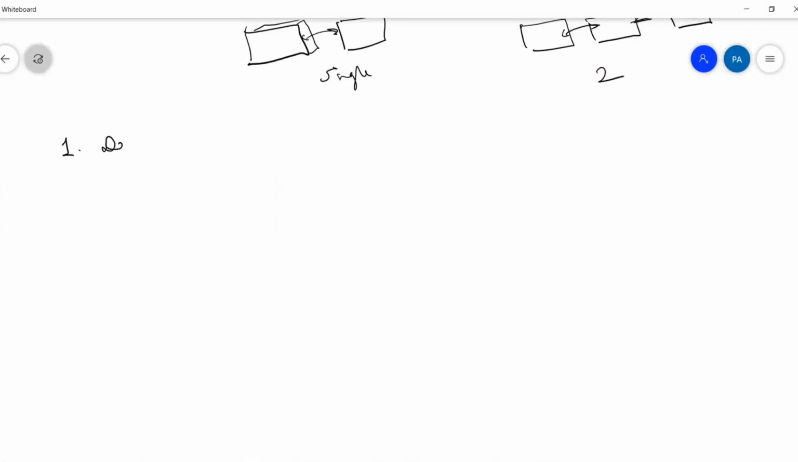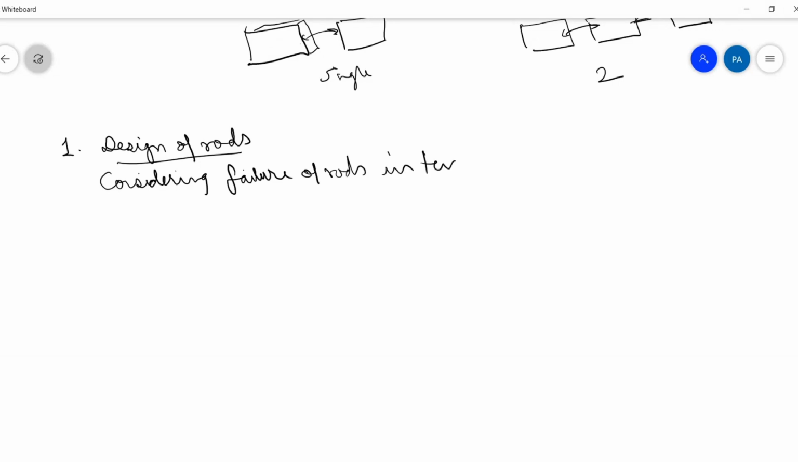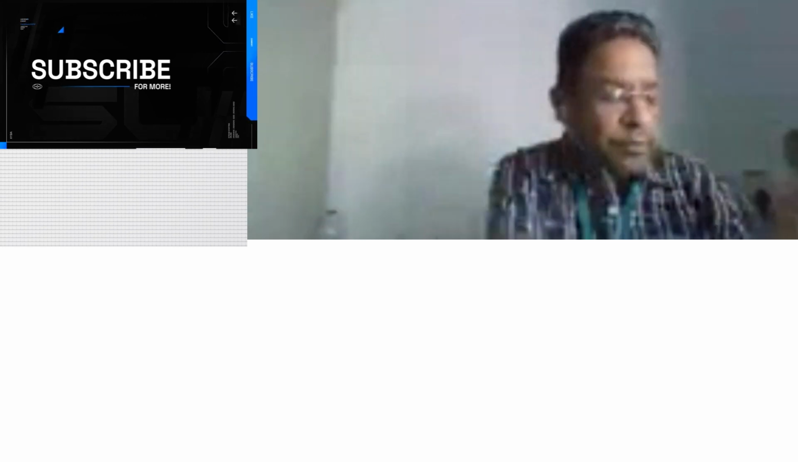Number one, design of rod or rods, considering failure of rods in tension. Now you may ask me, sir, why tension only? I told you this is a joint which is subjected to pull force. This is a joint which is subject to pull force. So it is pulled from both the ends.